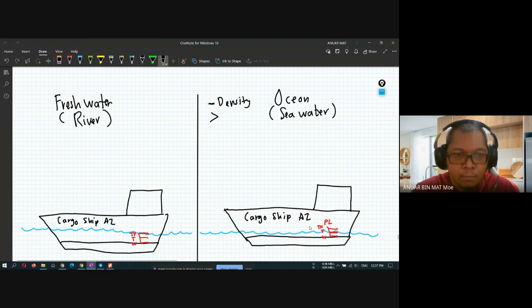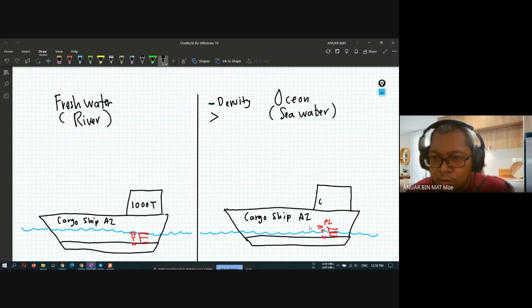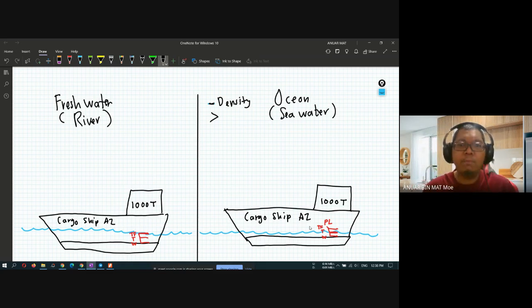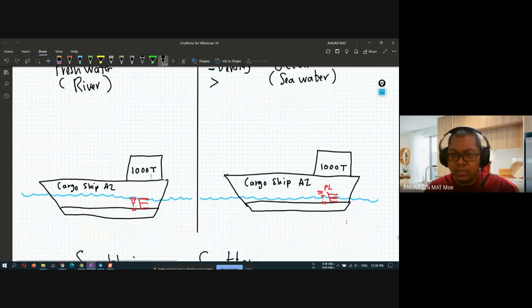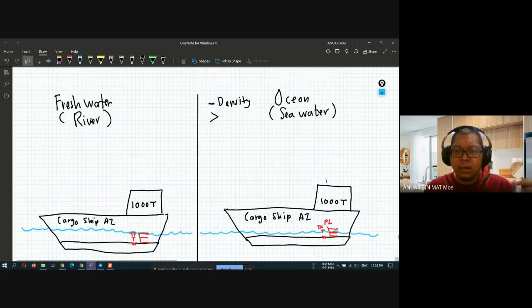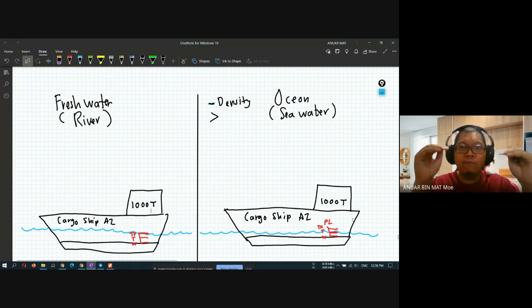For example, with the same weight, the weight of the ship over here is about maybe 1,000 ton. This is also 1,000 ton. Same weight of the ship, but if the density of the water is different, it will either float a bit or sink a bit. For example, in ocean water, because the density of water is more than fresh water, the ship over here will float a bit.